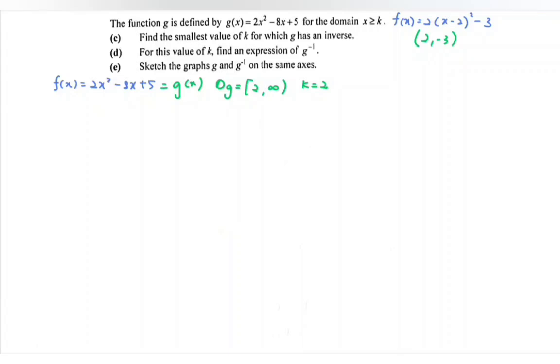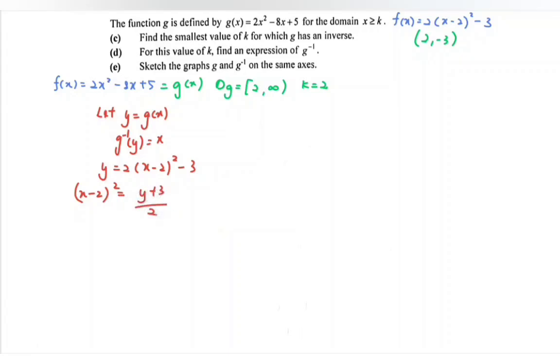Referring to D, for this value k, find an expression for g inverse. So now we are going to find g inverse. Let y equal g(x), so g inverse of y equals x. Let's begin. y equals 2 bracket x minus 2 bracket squared minus 3. Can we rearrange? We have x minus 2 bracket squared equals y plus 3 over 2. So x minus 2 equals the square root of y plus 3 over 2.